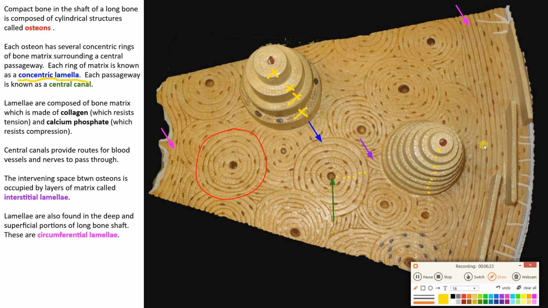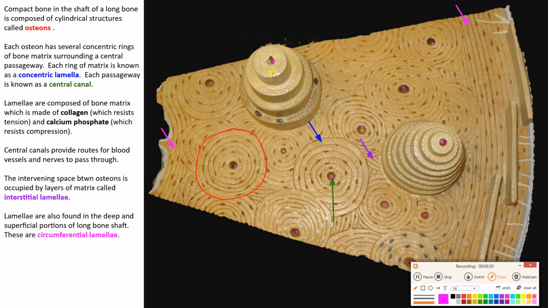Now these rings of matrix make osteons very strong. Multiple osteons make the compact bone here very strong. The passageway in the middle of each osteon, so each of these passageways that we see here, it's in the middle of an osteon, so it is called a central canal. We typically find an artery, a vein, and a nerve in there.